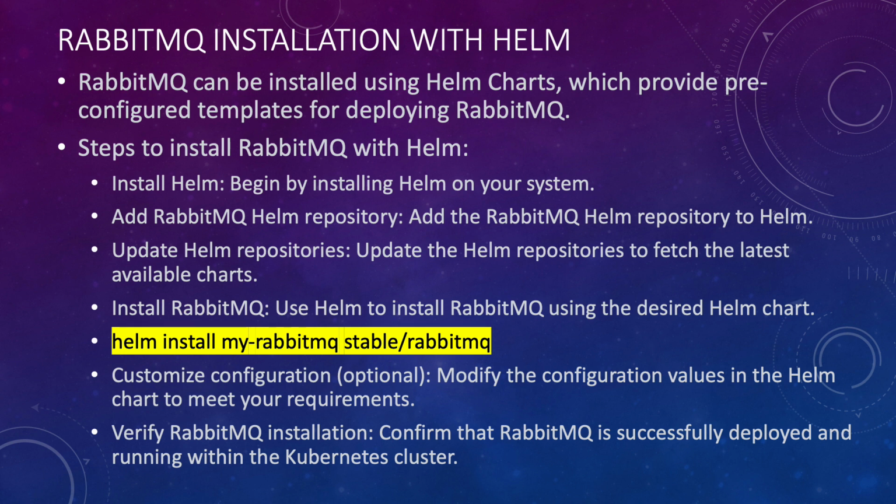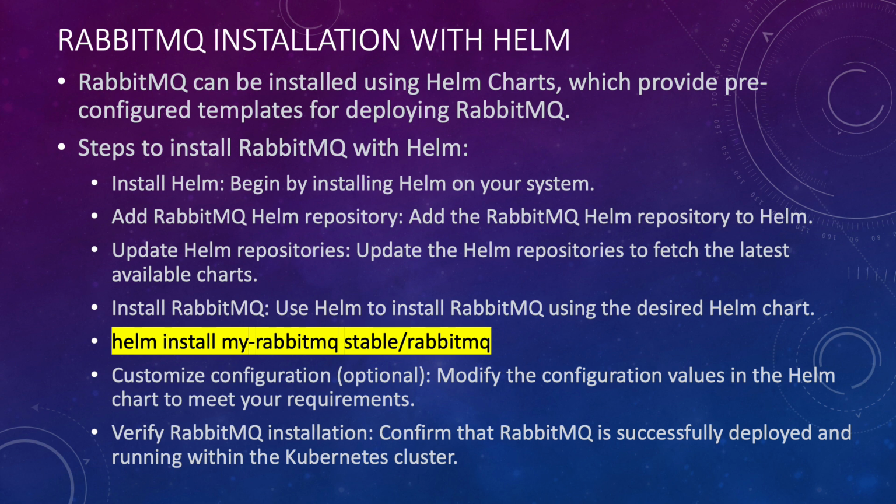First, install Helm on your system. Helm has a simple installation process that varies depending on your operating system. Next, add the RabbitMQ Helm repository to Helm. This repository contains the RabbitMQ Helm chart that we'll use for installation. After adding the repository, update the Helm repositories to ensure you have the latest charts available.